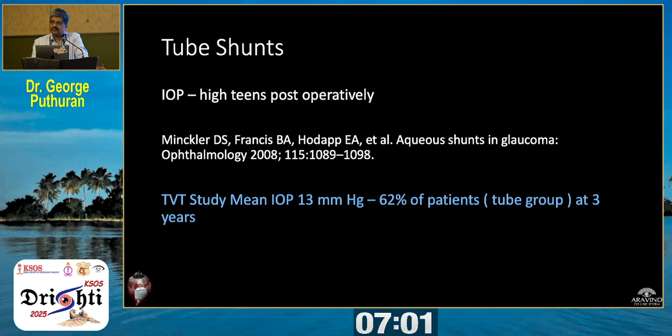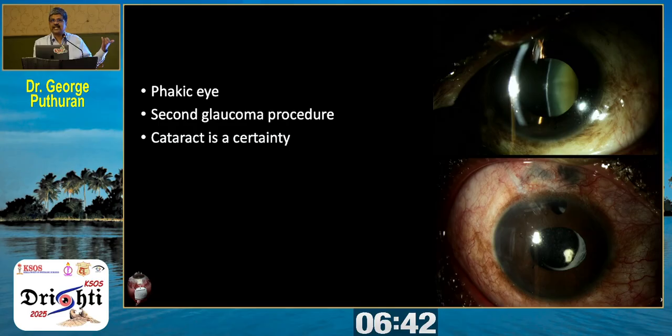And they also challenged certain established facts. We always thought trabeculectomy got the pressures down to very low teens. In the TVT group, they showed that about 62% of the patients had a mean IOP of 13 millimeters of mercury at 3 years.